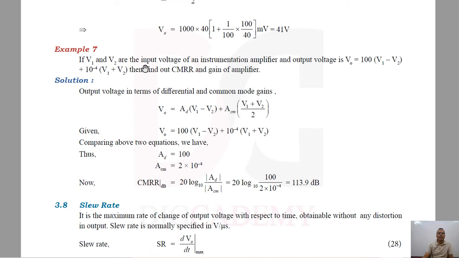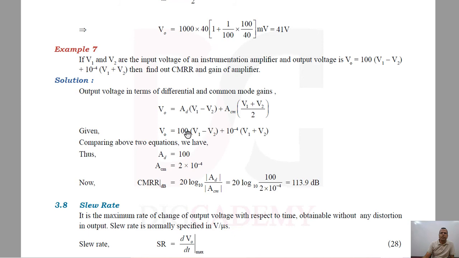If V1 and V2 are the input voltages of an instrumentation amplifier, which is again an op-amp based amplifier of course, the output voltage is V0 equals AD into (V1 minus V2) plus 10 to the power minus 4 into (V1 plus V2). Find the CMRR and gain of the amplifier. The output voltage of the amplifier is, as we have seen, AD into V1 minus V2, that is the differential input, plus ACM into the common mode input.